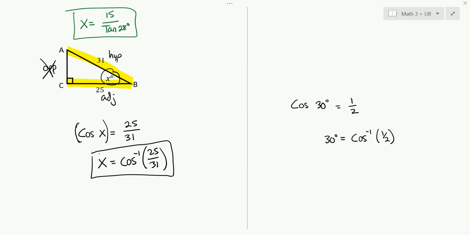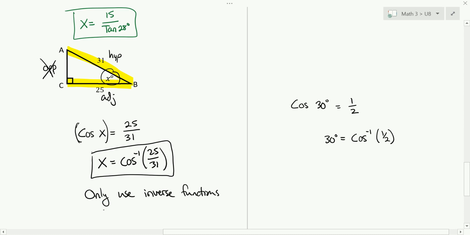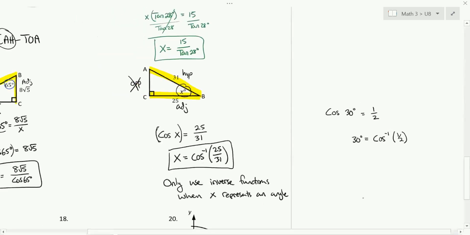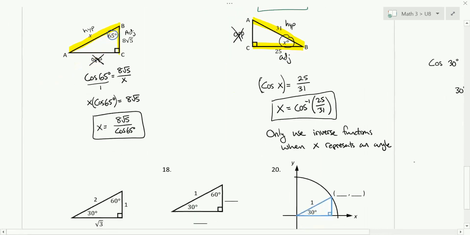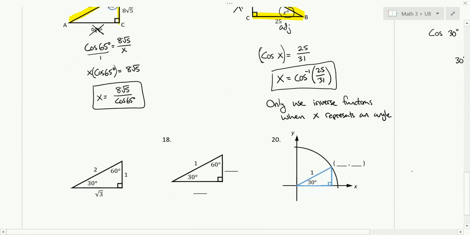So whenever, listen to this. The only time you use inverse functions is when x is an angle. So only use inverse functions when x represents an angle. Okay, that's the only time it's needed. If you're solving for a side length, you don't need inverse functions. And that's what we did in the last few. Not sure why we have 18 and 20 here. Don't worry about those numberings.